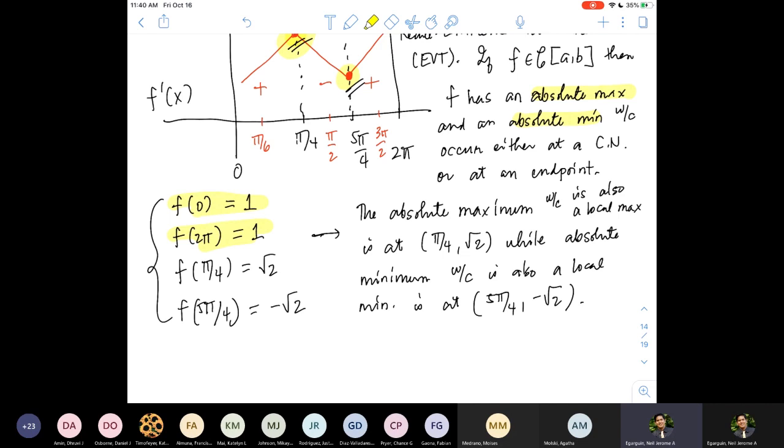So you always need to compare the function values at the critical numbers with the function values at the endpoints. Whichever one is the highest is the global or absolute maximum, and the lowest would be the global or absolute minimum.